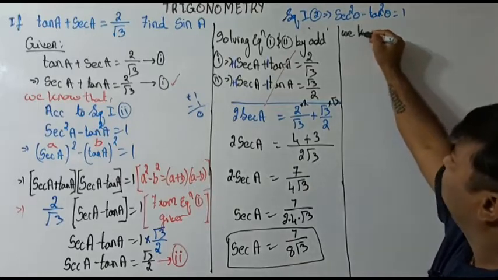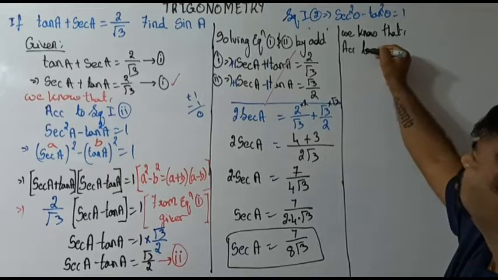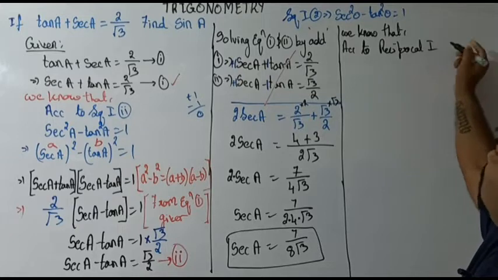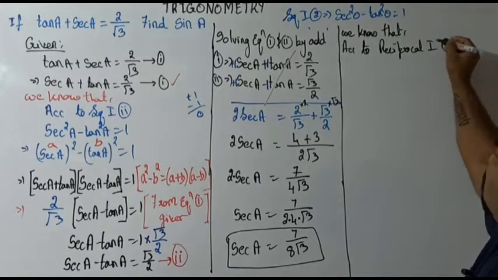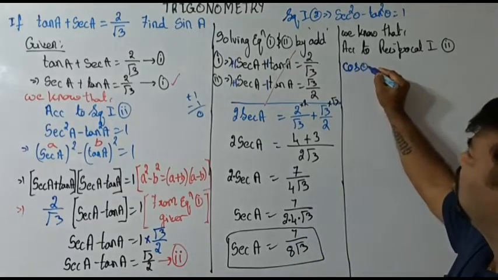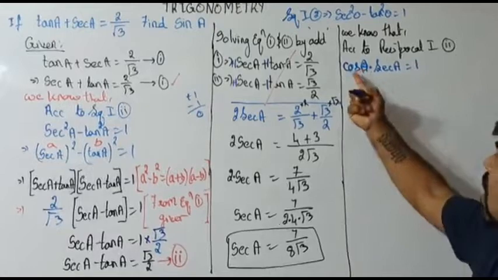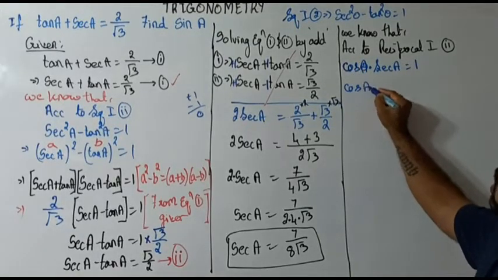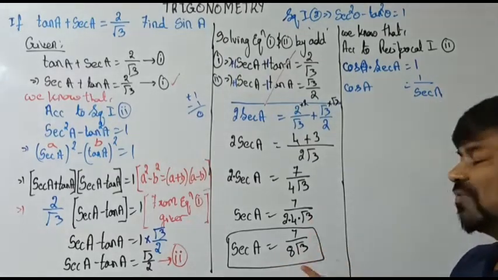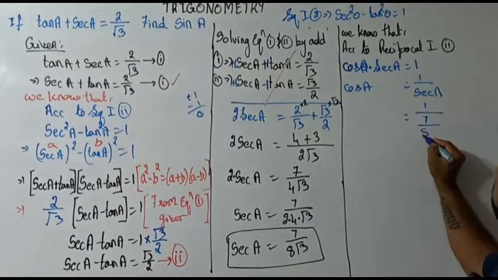Right. So what's the formula we have? According to reciprocal identity 2, we have cos theta into secant theta, cos A into secant A is equal to 1. Fine. Now, what is cos A? Cos A is nothing but 1 by secant A. But what is secant A we got? We got 7 by 8 root 3. So it's nothing but 1 by 7 by 8 root 3.